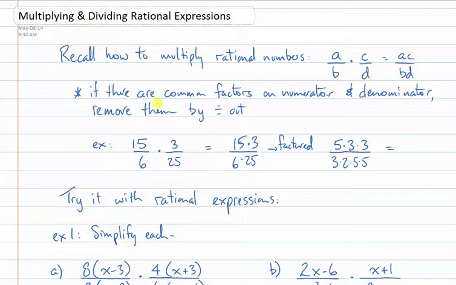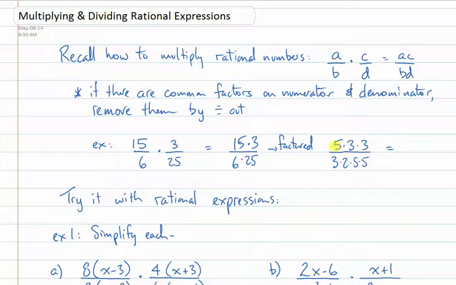Now, importantly, if there are any common factors that the numerator and denominator share, you should remove them by dividing first. So in this example, 15 over 6 times 3 over 25, I don't want to write 15 times 3, which is 45. Don't make numbers bigger. Look for opportunities to make them smaller. Consider 15 to be 5 times 3, and 6 to be 3 times 2, and 25, 5 times 5. So what I've done is prime factorized.